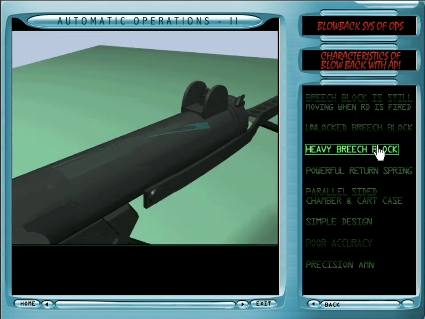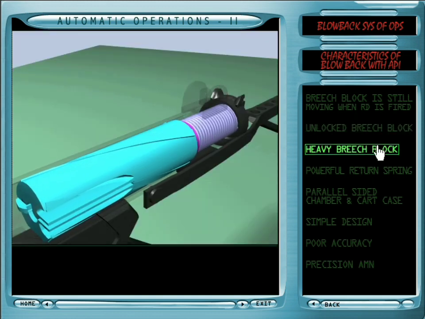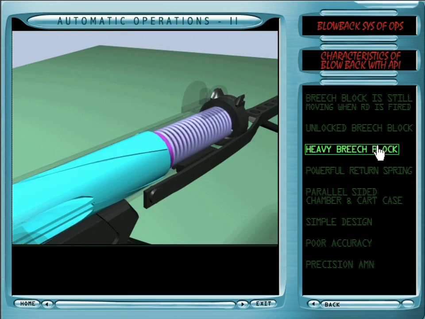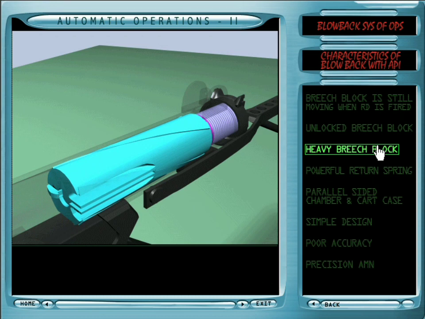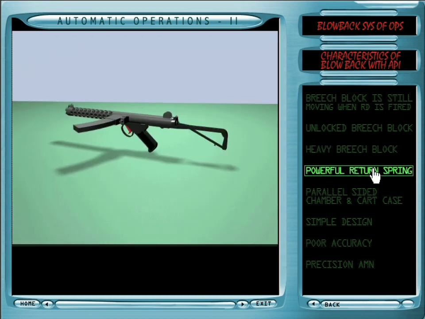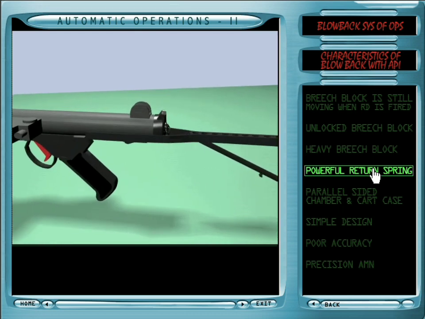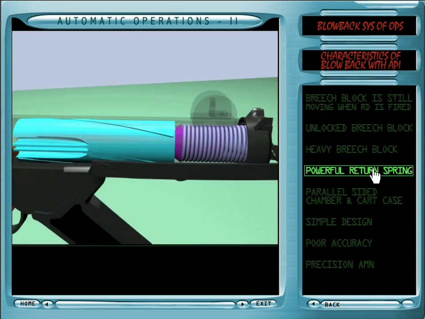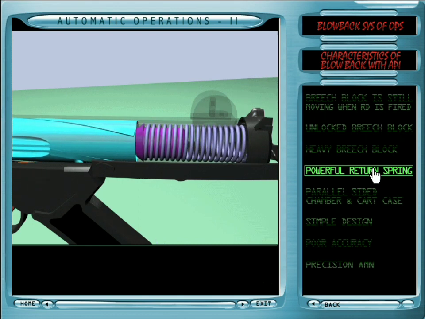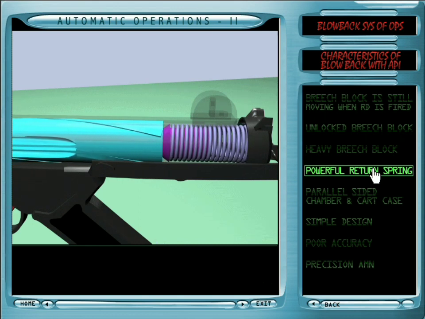Heavy breech block. To absorb the rearward thrust and make blowback possible, the breech block is made heavier than the one used in gas or recoil operated weapons. Powerful return spring: to retard the rearward motion of the bolt so as to allow safe pressure to be achieved in the barrel, the recoil spring is made very strong.